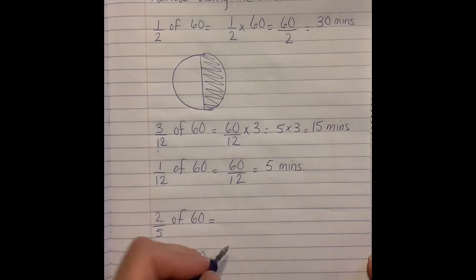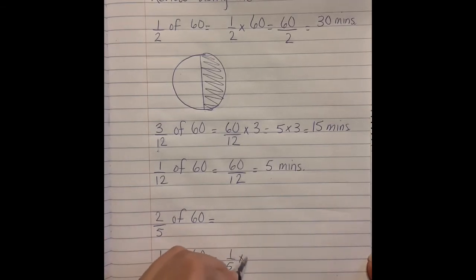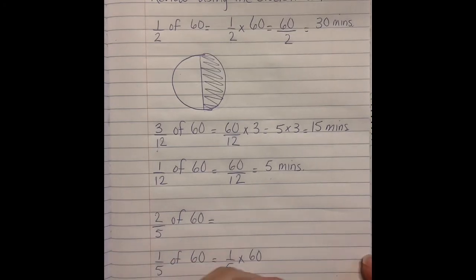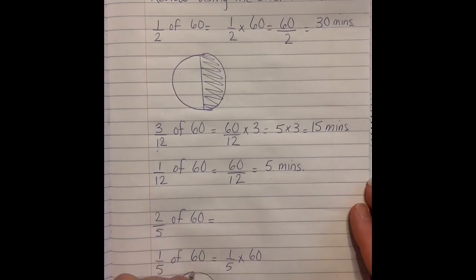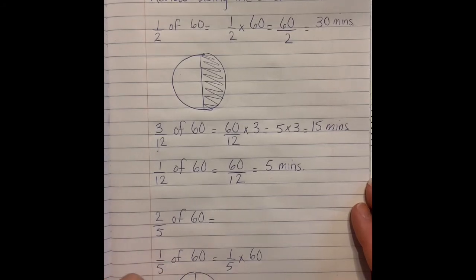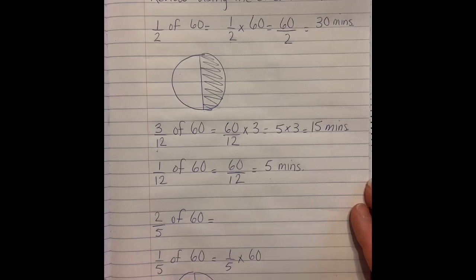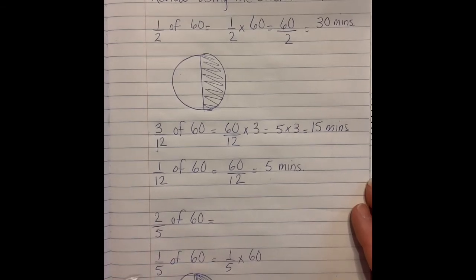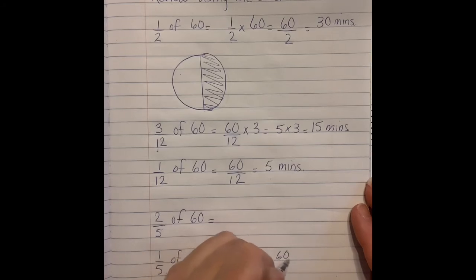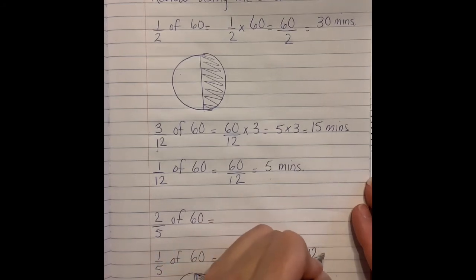So again, that is 1/5 times 60, and what we figured out is if we have a whole 60 minutes, and we break this into 5 equal parts, how much would one of them be equal to? So 60 divided by 5, and that equals 12 minutes.